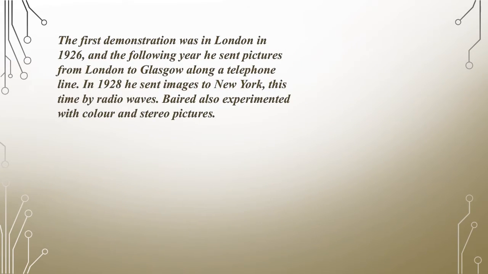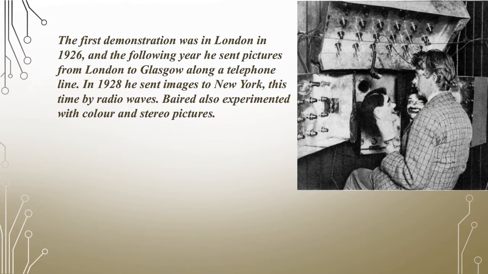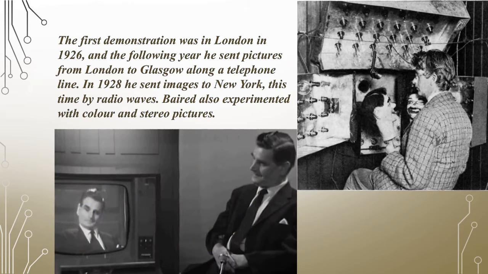The first demonstration was in London in 1926, and the following year he sent pictures from London to Glasgow along a telephone line. In 1928, he sent images to New York, this time by radio waves. Baird also experimented with color and stereo pictures.